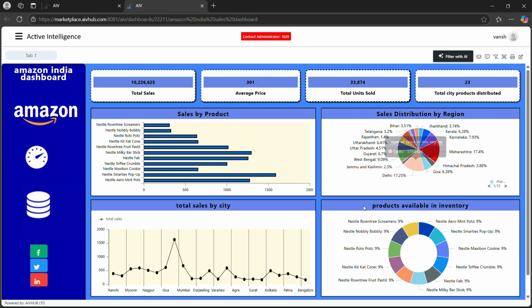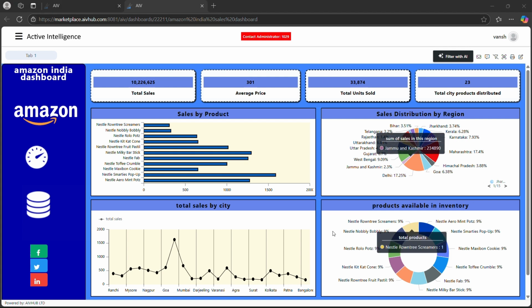And lastly, we have the products available in the inventory. This is the pie chart which shows the distribution of different products in our inventory, such as Nestle, Rotary Screamers, KitKat, and many more. It monitors the inventory levels, ensures we maintain optimal stock for our best selling items, and prevents stockouts or overstock situations.